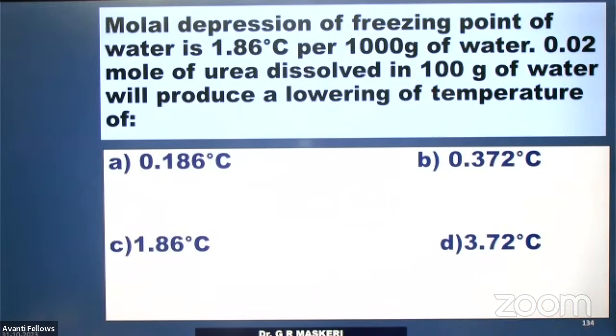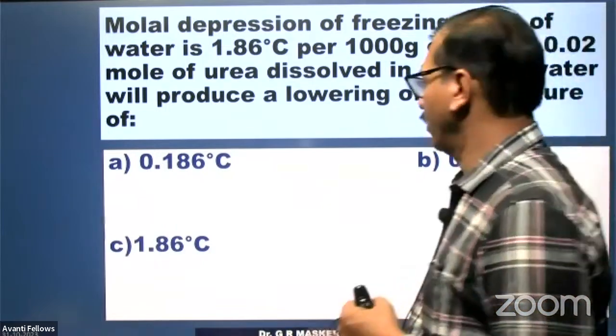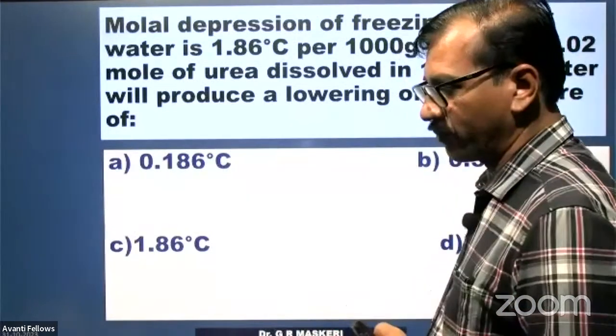Molar depression of freezing point of water is 1.86 degrees Celsius per 1000 grams of water. 0.02 moles of urea dissolved in 100 gram of water will produce a lowering of temperature of... So this is only the calculation. Sir, option B. Yes, sir. Okay, fine. So I will just explain it.